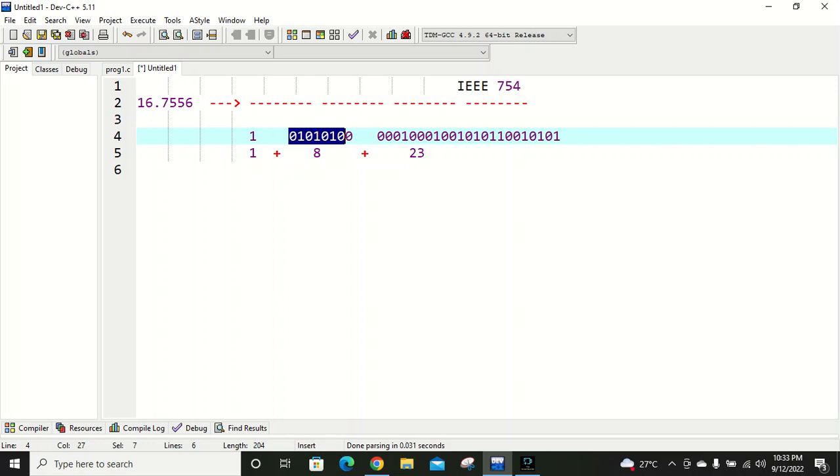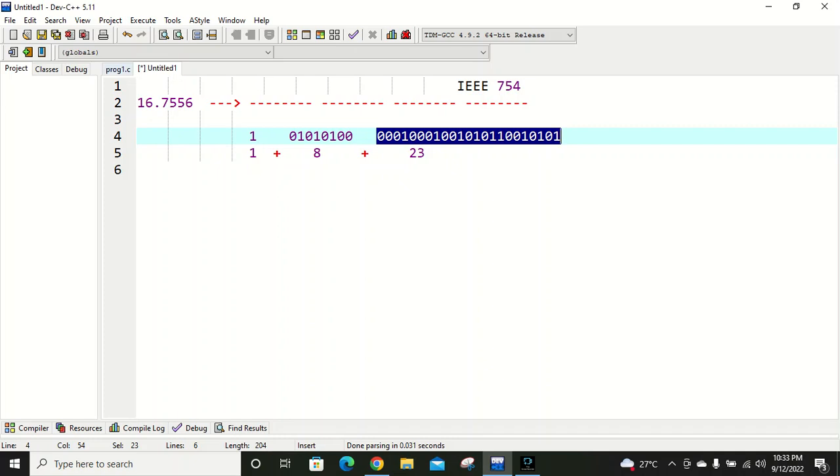After that, the next 8 bits represent the exponent. Actually this number is converted into exponent form, like 1.6 times 10 to the power of something. That power value is represented in the 8 bits, and after that the 23 bits represent the mantissa.